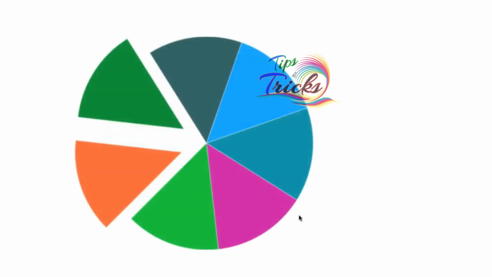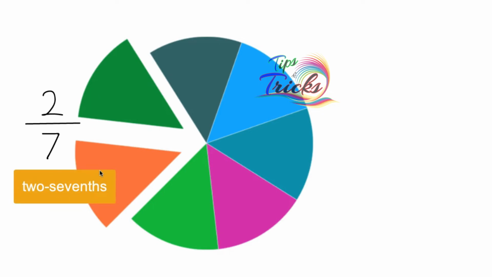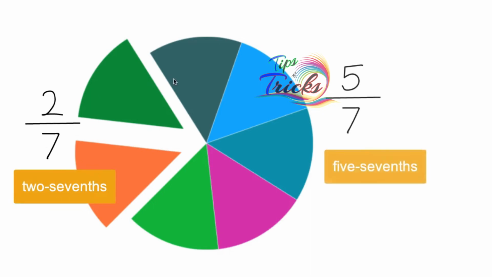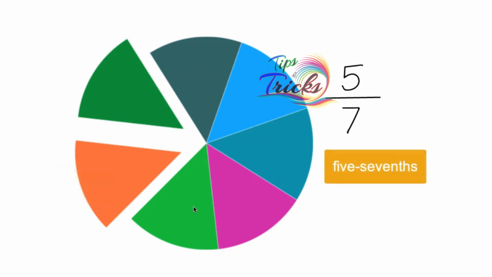Here is another shape. This time it's been divided into 7 slices and we have taken out 2 of the slices. So 2/7 are removed and 5/7 still remains.